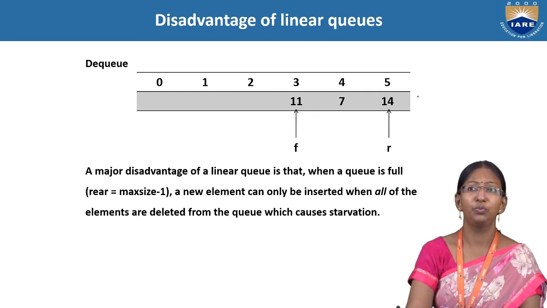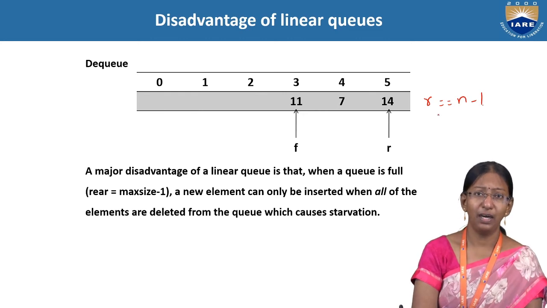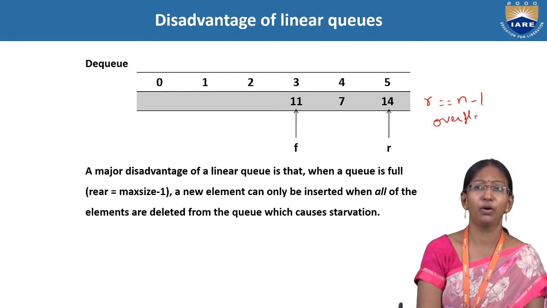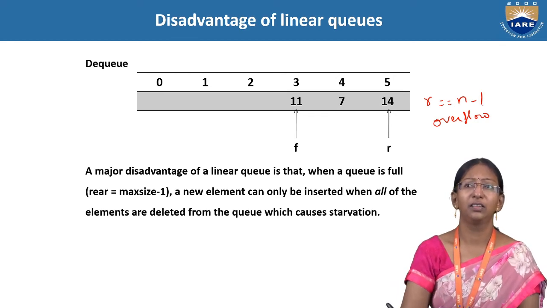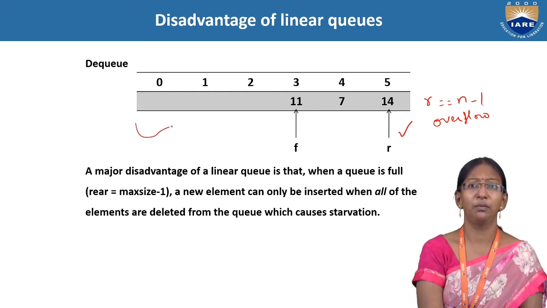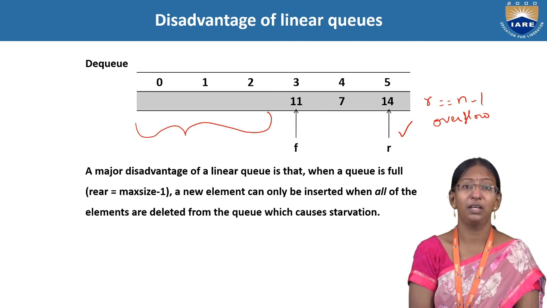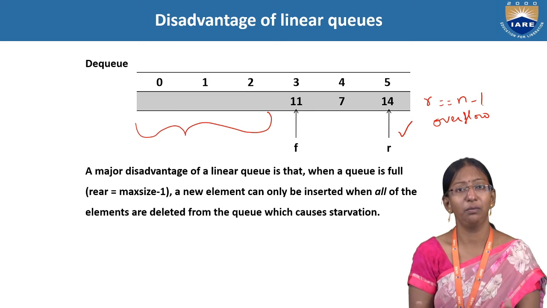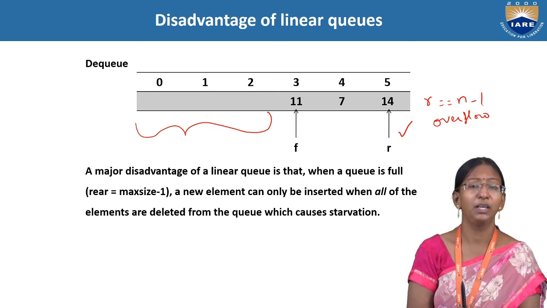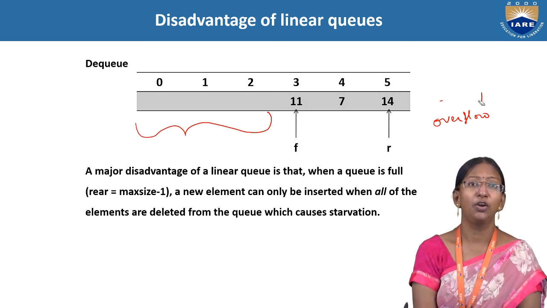What was the condition which we learned? If R is equal to n minus 1, that means if rear is pointing to the maximum index value, then overflow. If you try to insert with this condition, it is an overflow condition. Yes, the condition is very much true in this case. But what about this empty space? Is your queue actually full? No. It is only 50% full and 50% empty. But the condition which we have is if rear is pointing to n minus 1, it is an overflow condition if you try to insert, and it will not allow you to insert even though your queue is not full.